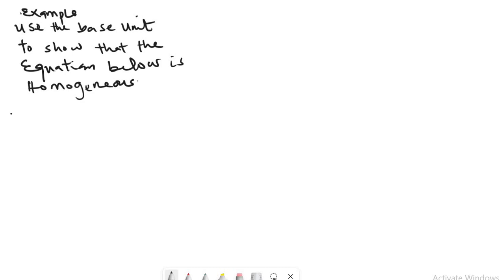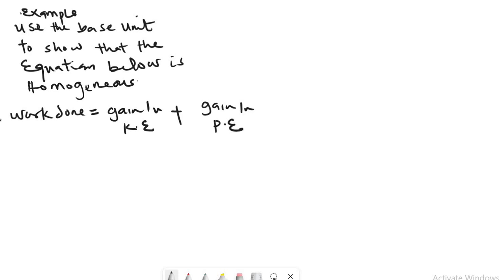Now the equation is work done equal to gain in kinetic energy plus gain in potential energy. Now we have to use this equation to show that the equation is homogeneous. Okay, quite simple. Work done is force times distance, kinetic energy is half mv squared. At the end of the day, potential energy is mgh.